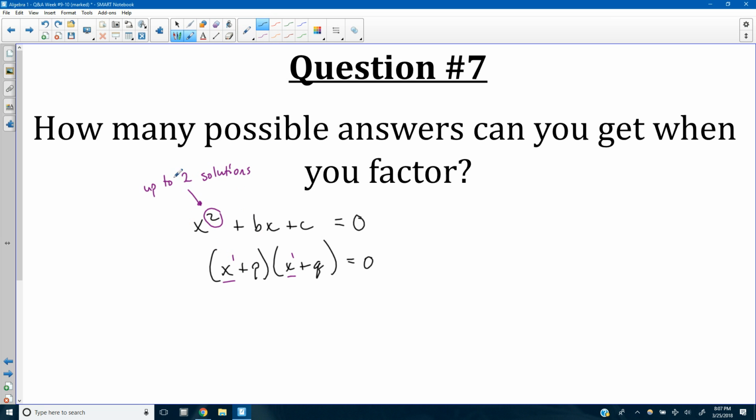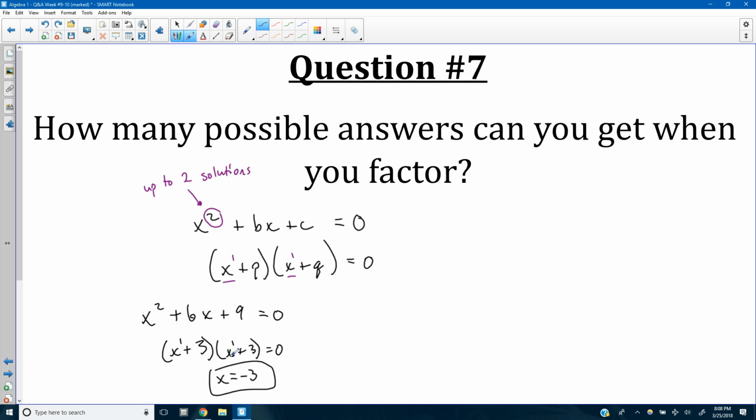Now, what are cases in a quadratic where you don't have 2 solutions? Because I said up to 2. You could have 1 solution. How so? Take a look at this example. x squared plus 6x plus 9 equals 0. Now, this factors to (x plus 3) times (x plus 3). It's one of those special cases. So it's the same quantity twice. Yes, it's a quadratic because it's x to the second, but they're both the same solution. You get x equals negative 3.